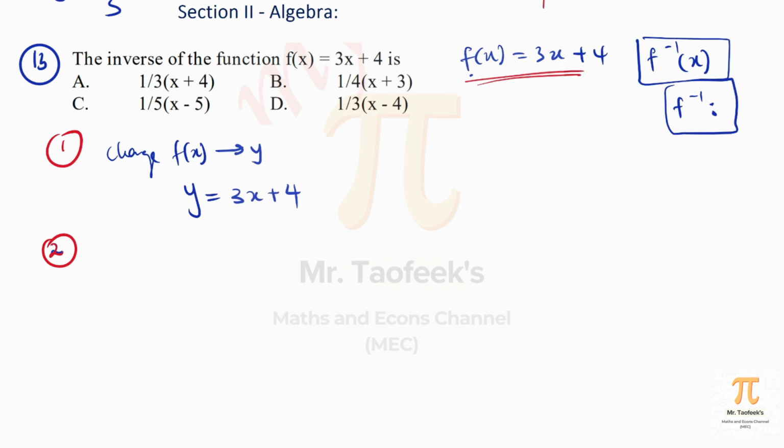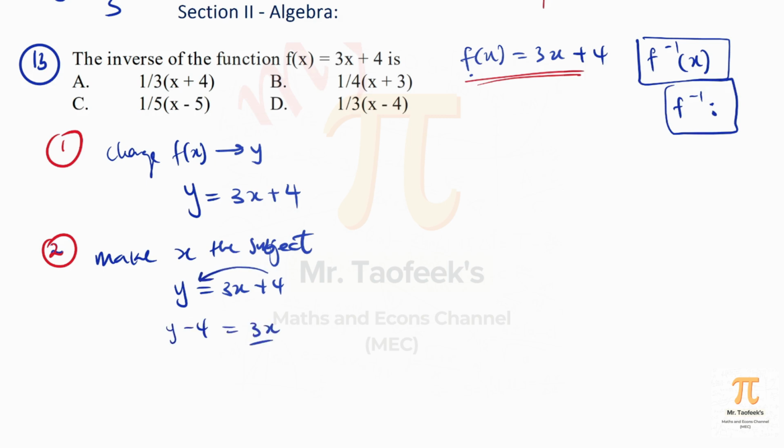Some will say you should swap the x and the y. And then some will just say, go straight and make x the subject. That's my favorite. Just make x the subject. So making x the subject, what do we have? We're going to have to rearrange. So we have y equals 3x plus 4. So making x the subject, I'll have y minus 4 equals 3x because I'm bringing my 4 to the other side. Now divide both sides by 3. So I have x is equal to y take away 4 divided by 3.